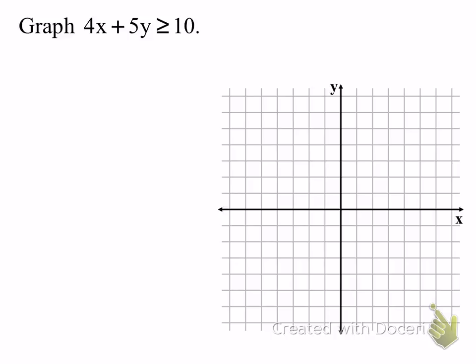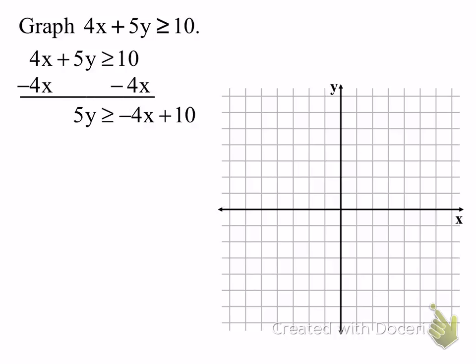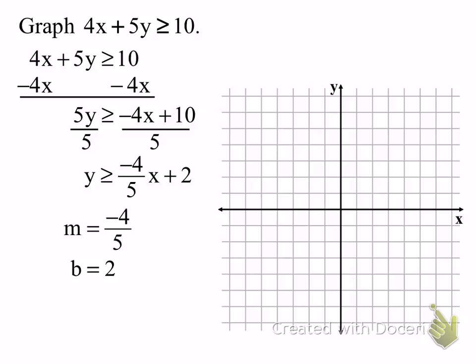Okay, get the y alone by subtracting 4x. And then you divide by 5. Divide all terms by 5. My m is negative 4/5. My b is 2. I start at the 2. I rise negative 4, run 5. Rise positive 4, run negative 5.